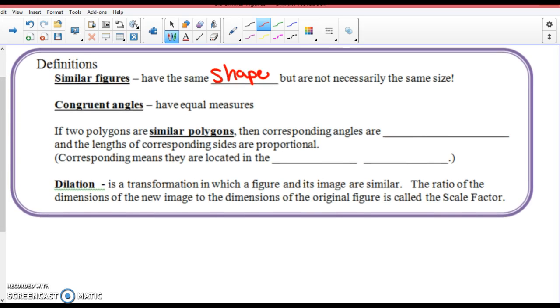They're the same measure. If two polygons are similar polygons, then corresponding angles are congruent, but the lengths of the corresponding sides are proportional. Corresponding means they are located in the same position.